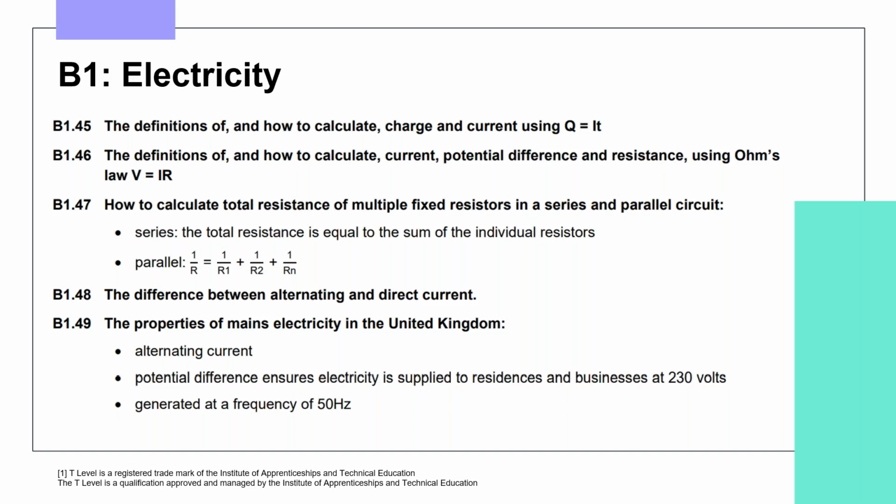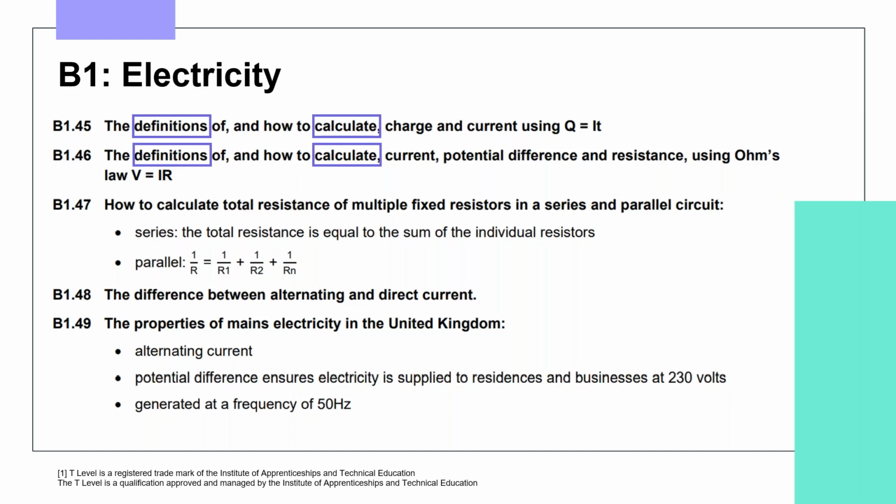Now, I'm going to highlight a few things here which could be easily missed, beginning with careful reading of the specification requirements. Here, for example, you must teach students the definitions for current and charge and the calculation involved. Similarly, students need to know the definitions for current, resistance, and potential difference, and the Ohm's law calculation. So do take care with the specification to ensure all relevant content is taught.